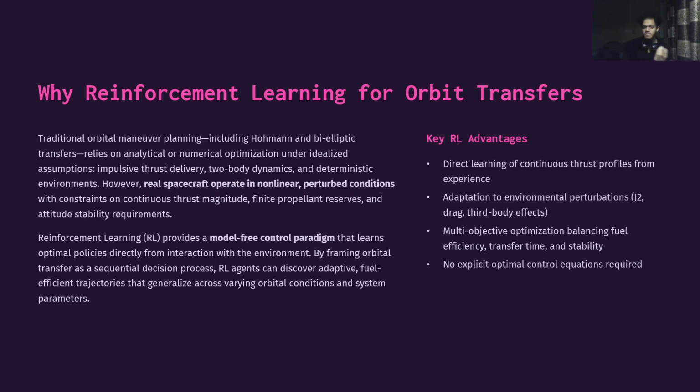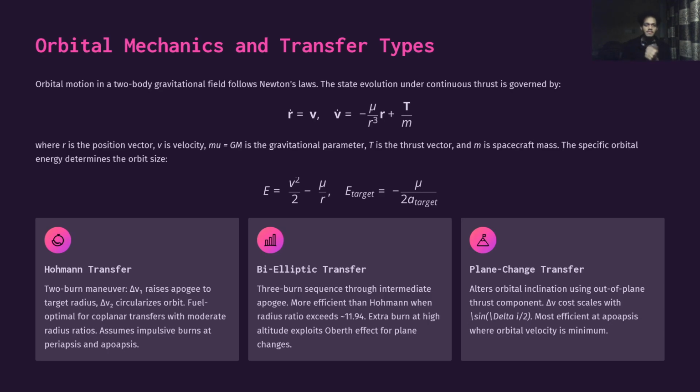And no explicit optimal control equations are required. We don't deal with the equations; the parameters themselves learn it through the approximation theorem. Let's see the orbital mechanics and transfer types first. Orbital motion in a two-body gravitational field follows Newton's laws. So we are taking Newton's laws here: r dot is v and v dot is mu by r cube into r plus T by m. We have these orbital mechanics equations here.